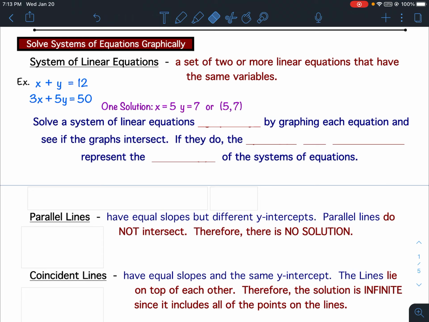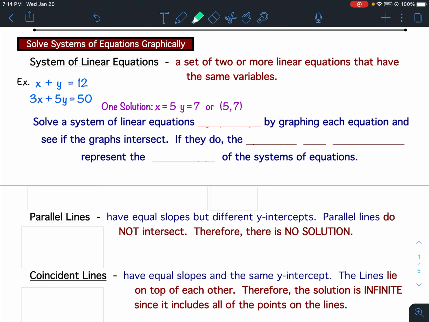For this particular problem, the solution is a one-solution problem, and it is x is 5 and y is 7. If you would plug 5 in for x and 7 in for y into each equation, the equation will remain true. 5 plus 7 is 12, and then for the other one, 3 times 5 is 15, 5 times 7 is 35, 15 plus 35 is 50. So the ordered pair 5, 7, or in other words, x is 5 and y is 7, is the solution to this system of equations right here. Again, 5, 7 is the solution.